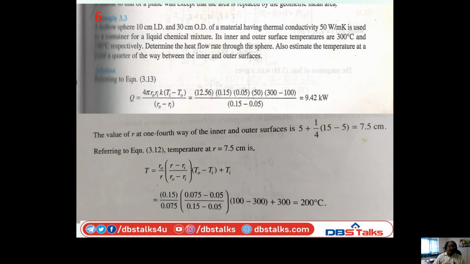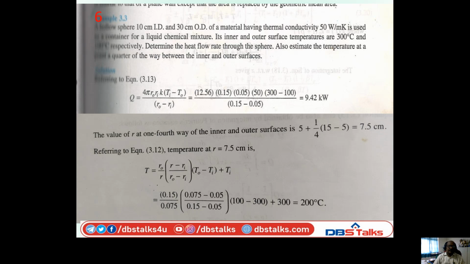So here, the inner radius you are calling as RI, and the outer radius you are calling as RO. In this equation, if you substitute all the values and simplify, you will get the heat transfer. Since it is a sphere and he is asking heat transfer, for the sphere heat transfer equation you have to write it and substitute all the values.